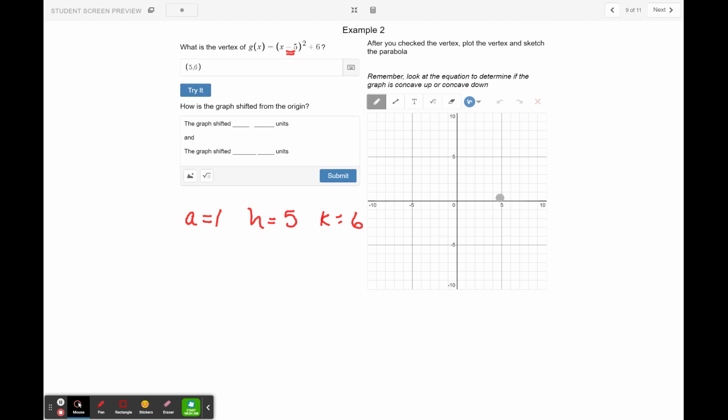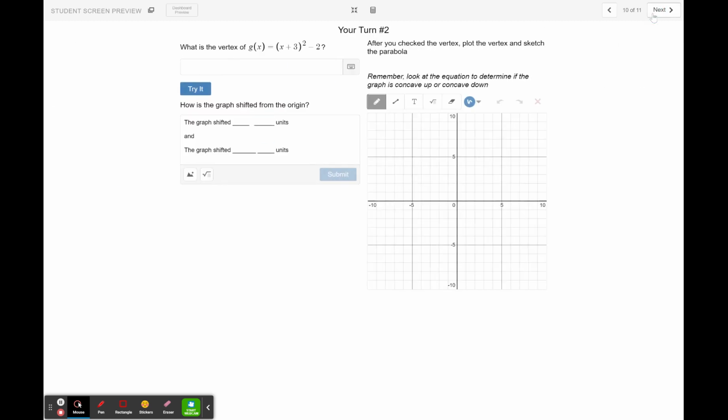Now, we actually want to plot 5 comma 6. And since we know our A is 1, it's going to be pointing upward. So I just want you to draw the best U or parabola that you can. And then tell me the movement. It shifted right 5 because it's a positive 5 and up 6. Do the same.